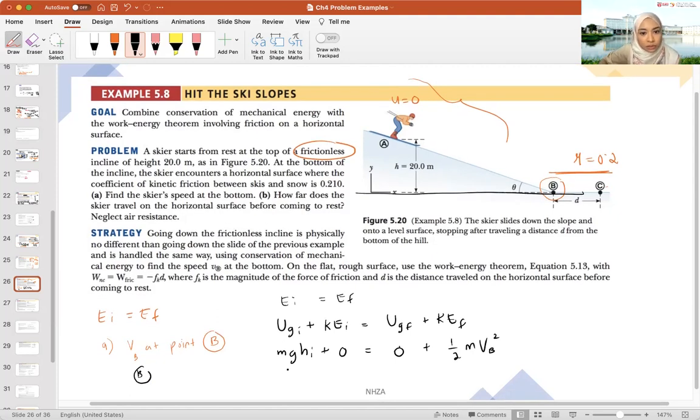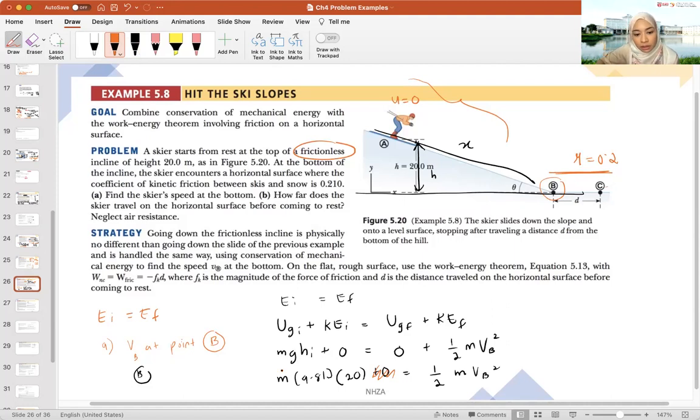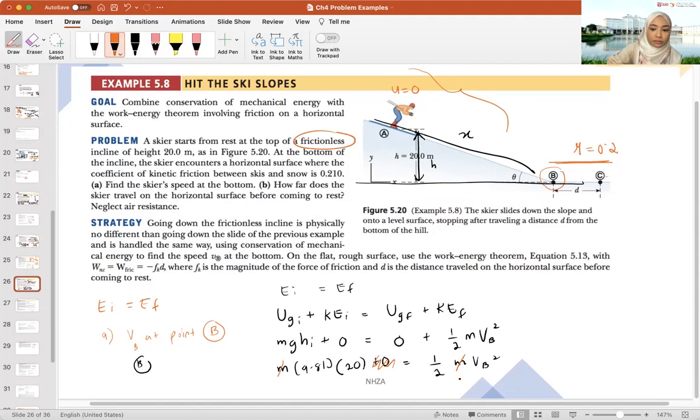So M is not given, we don't know it, and g is 9.81. HI, what is my HI? Is it this length over here, X, or is it H over here? H. When we're talking about MGH, it's always the vertical displacement, as in Y. So this is going to be 20 and this is 0, and this is equal to 1/2 m vB squared. Since we have m on both sides, we can ignore it and just cut it out, so we don't have to solve for m.